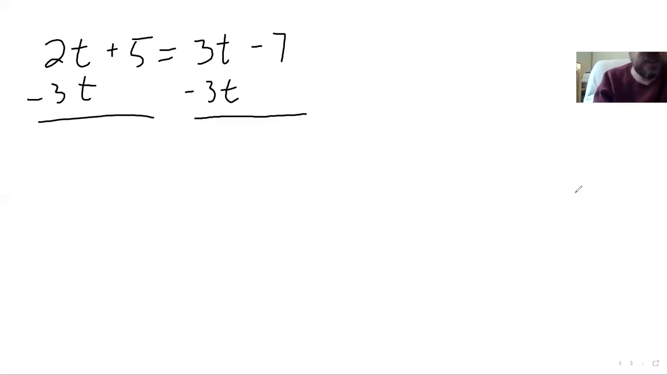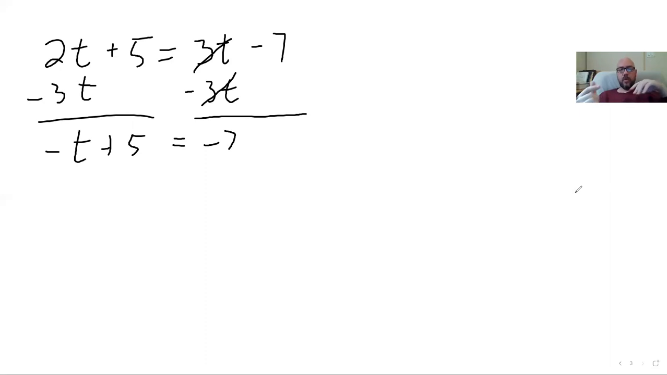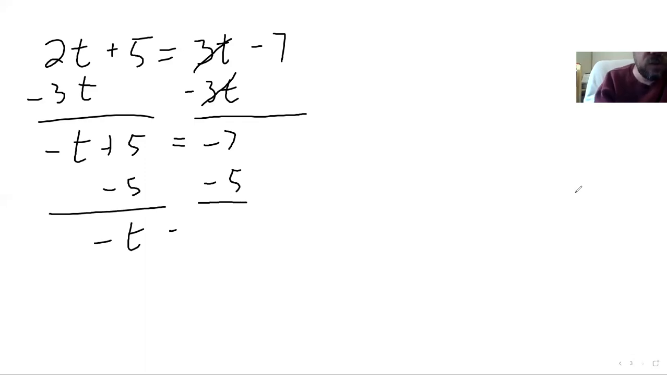I've got like terms here, right? These both have t's in them and no other powers. So 2t minus 3t is minus 1t plus 5 equals, well, 3t and minus 3t just cancel out. That leaves me negative 7. And we're basically back in the same situation we were in before, right? Where we have a simple expression on the left and a number on the right. And I'm going to keep going just like we did before. So I'm going to get rid of the addition in this case by subtracting 5. Negative t equals negative 12. And if negative t is negative 12, then t itself must be 12.